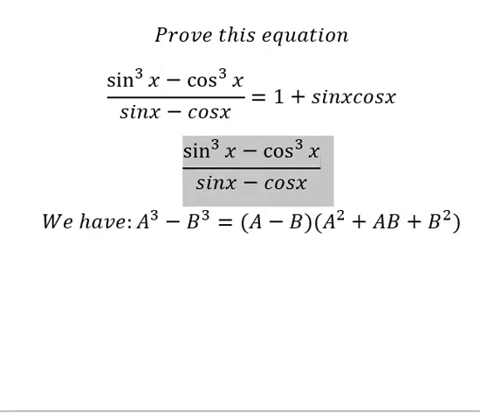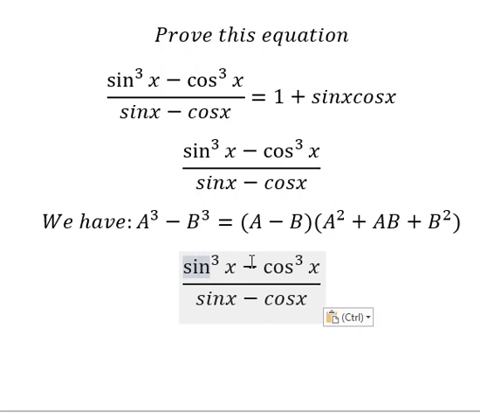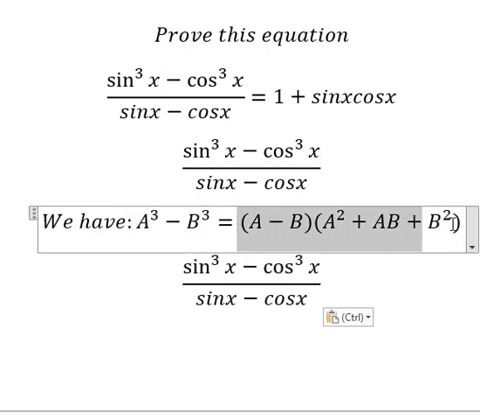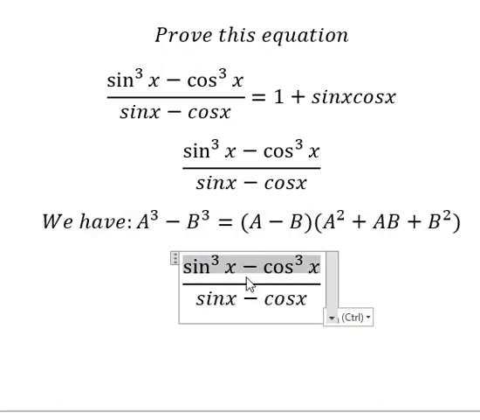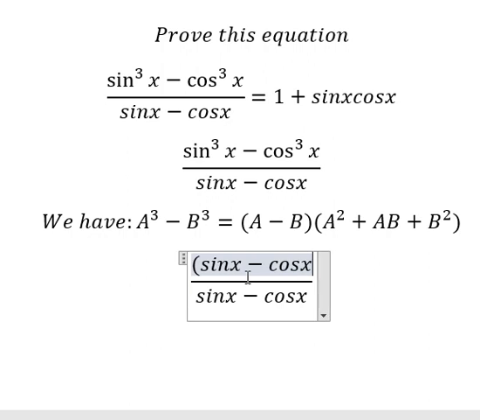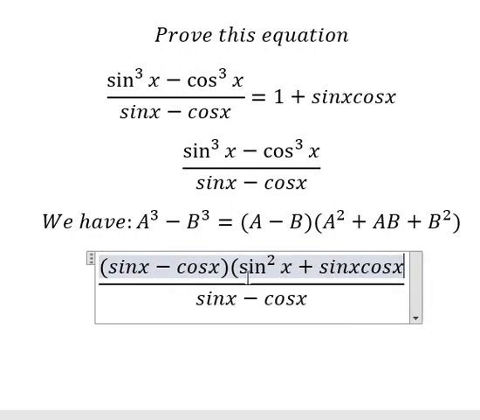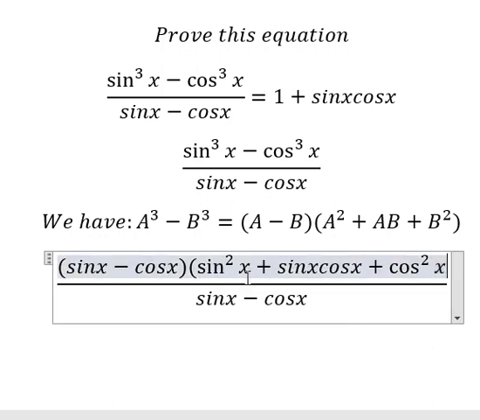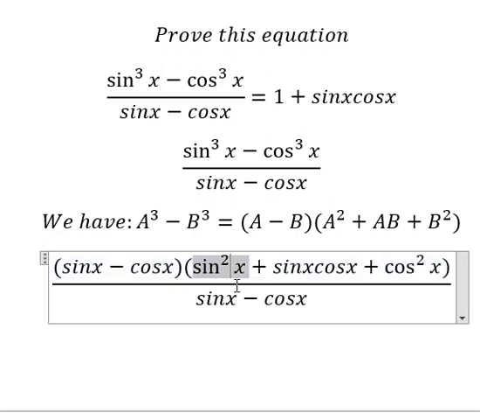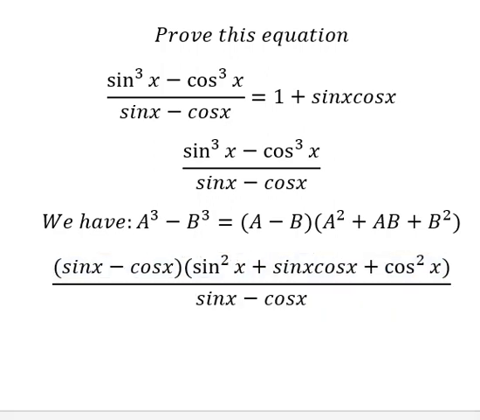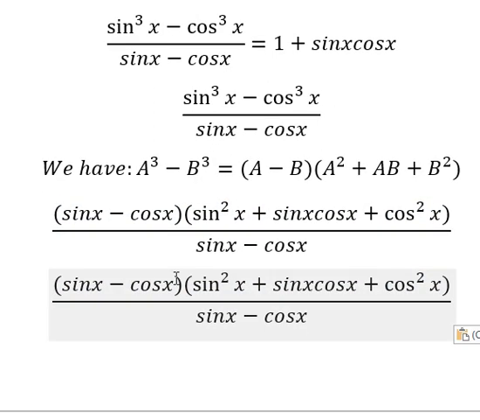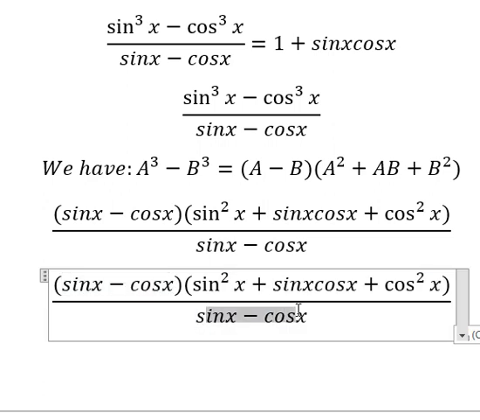So in this one, we need to transform this one into this one. So we have like this. So in this one, we need to simplify sin x minus cosine x on numerator and denominator. So we have this one.